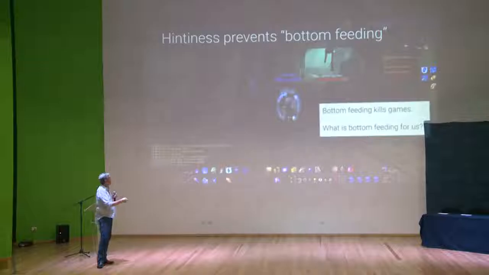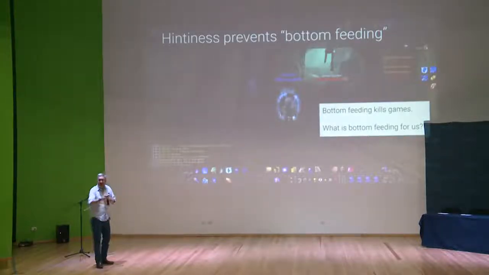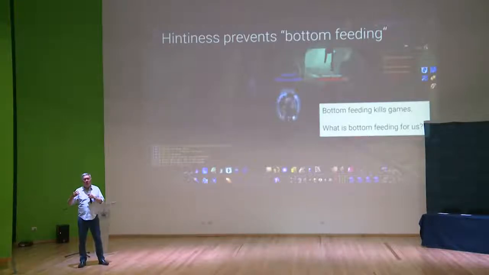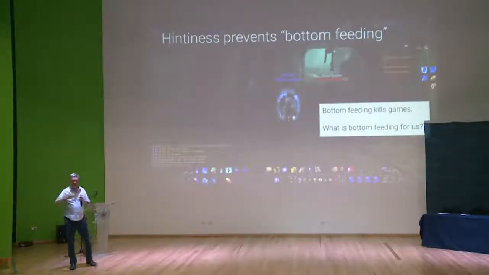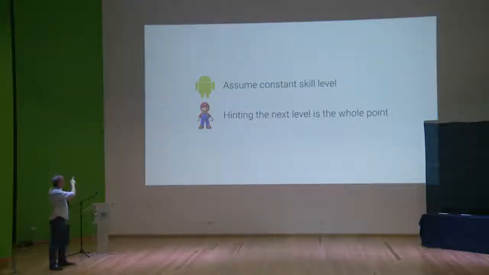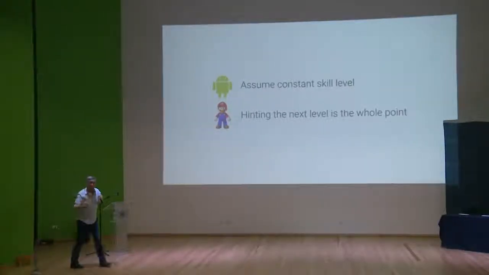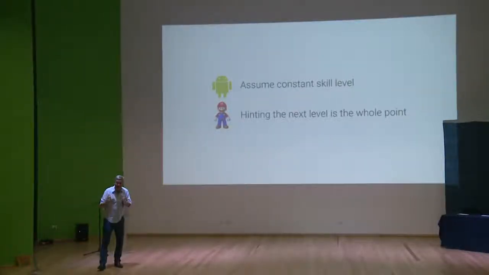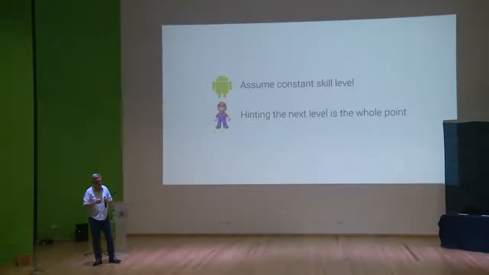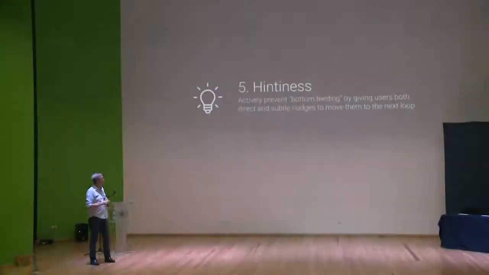So how can we use hintiness to kind of break out of that loop? And I don't think we think about that very often. We don't assume that our users are static. And how do we move them to the next level? So we tend to assume constant skill level. Games assume that hinting is the whole point. The whole idea is that you have to get users to learn something new. But of course, they're very sneaky. They use lots of hints.